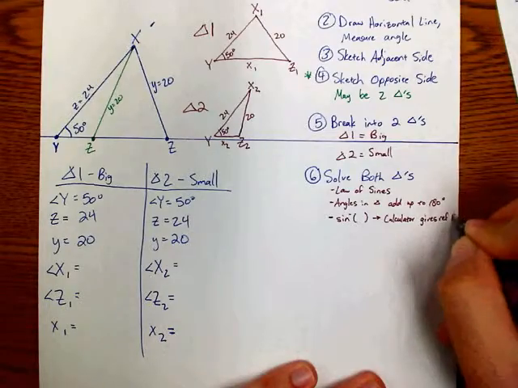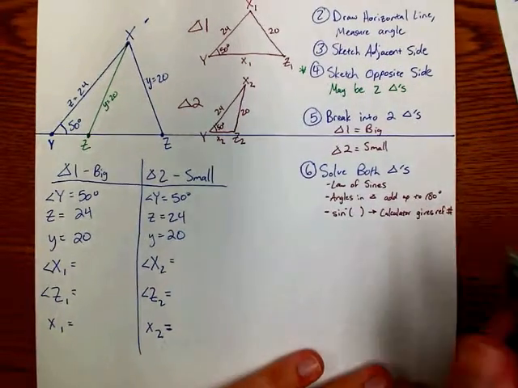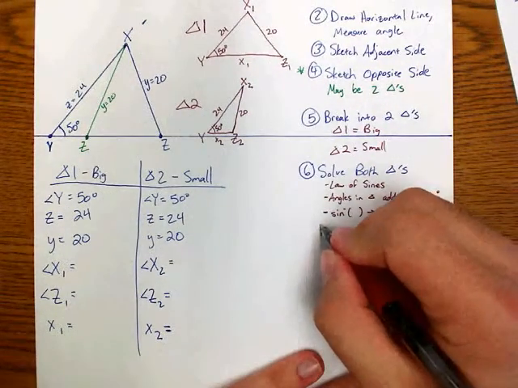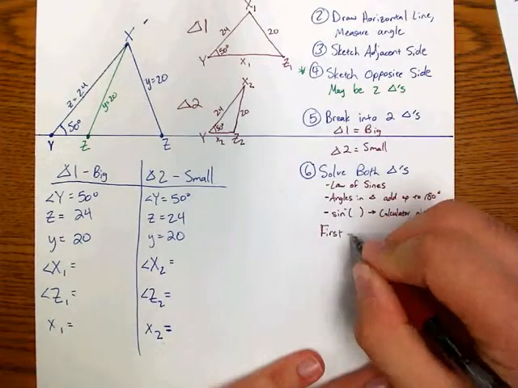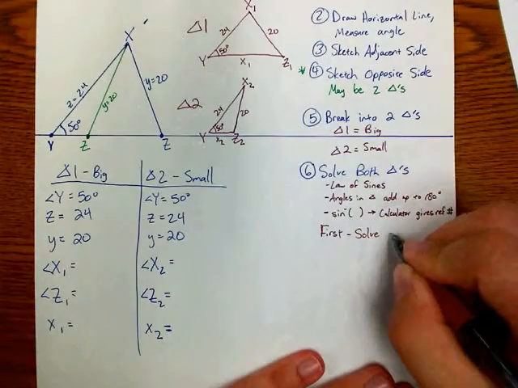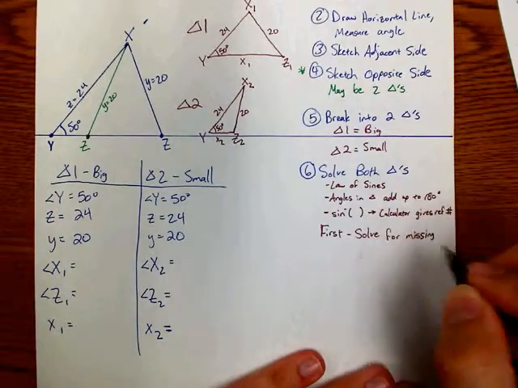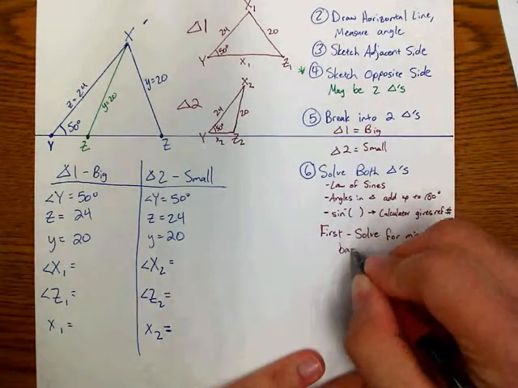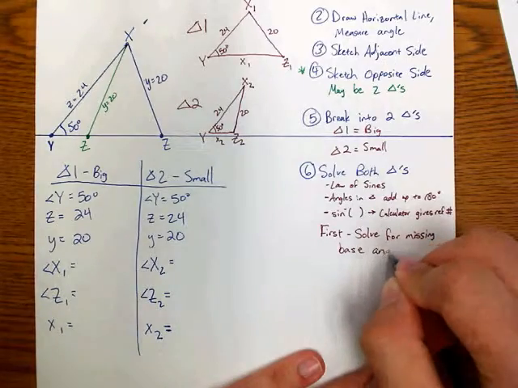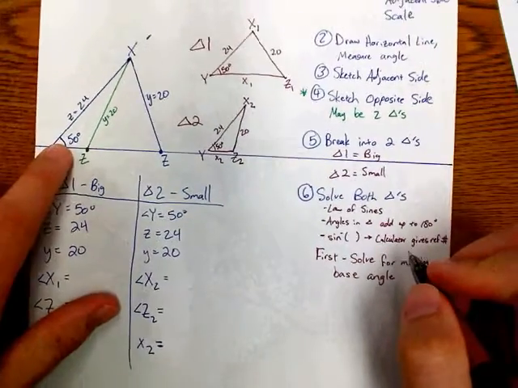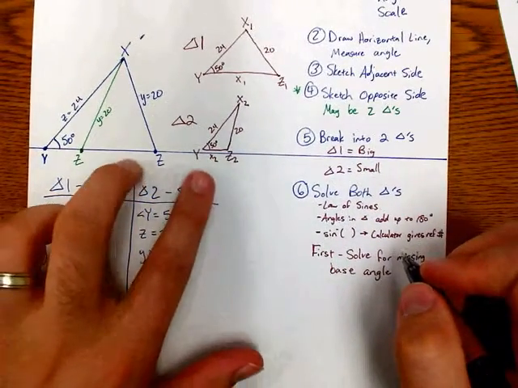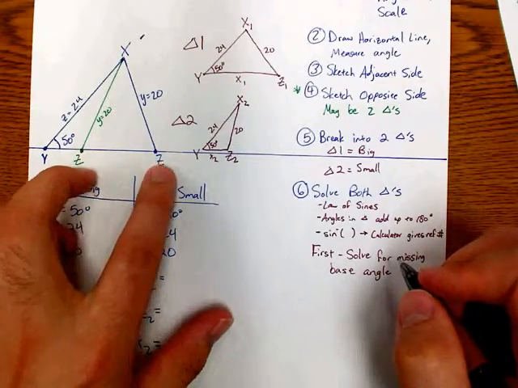Now, the first thing I want to do when solving is we are going to solve for the missing base angle. And what I mean by that is the angle that's on the bottom that you don't know. So we know y. We started with y. We're going to solve for z. And we're going to use the law of sines to do that.